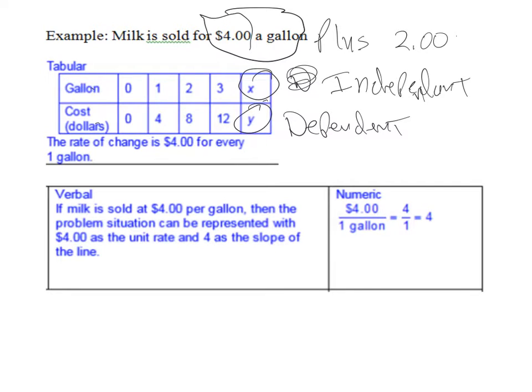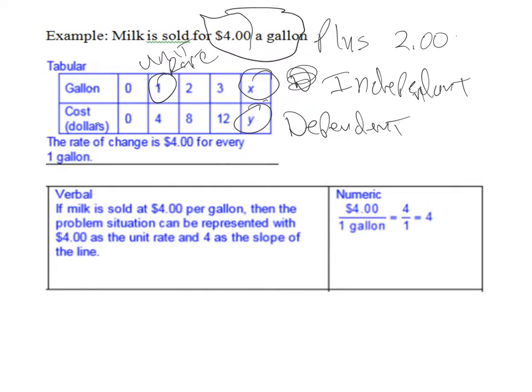So remember what we said about unit rate. We said that the unit rate has one of the parts as 1. So there we go. And our unit rate in this problem is 4/1, or should I say $4 to every 1 gallon. Or 1 gallon costs $4. Either way you look at it. So now, from a verbal representation, which is the second thing we'll look at, if milk is sold at $4 per gallon, then the problem situation can be represented by $4 as the unit rate.